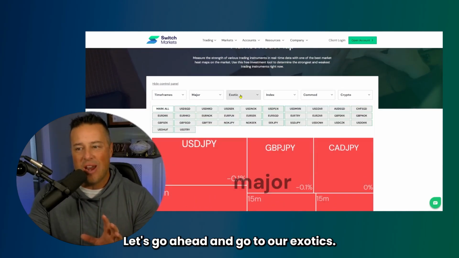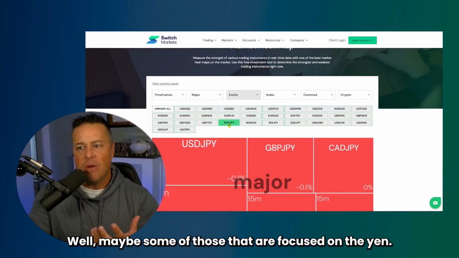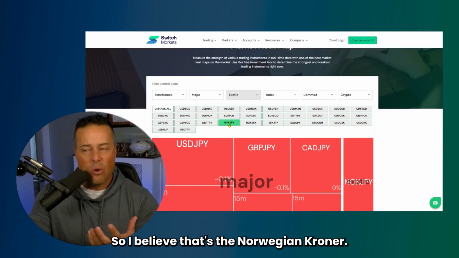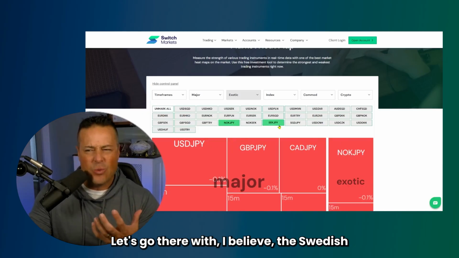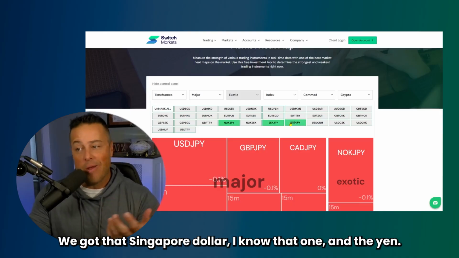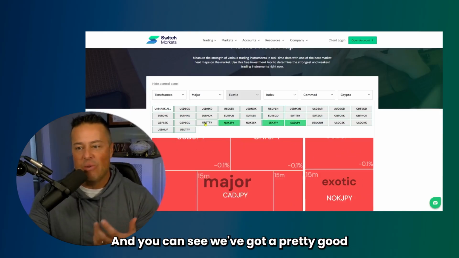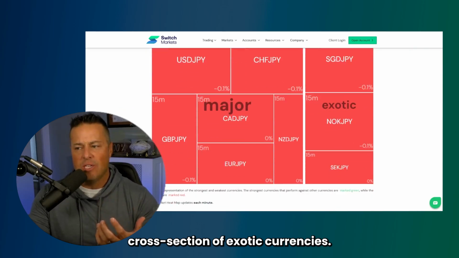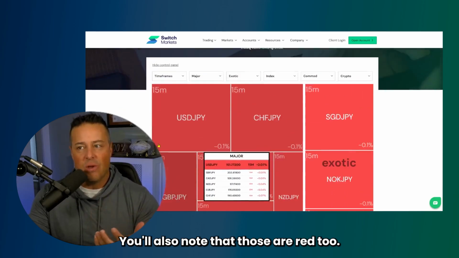Let's go ahead and go to our exotics. Do we want any exotics? Well, maybe some of those that are focused on the yen. So I believe that's the Norwegian kroner. Let's go there with, I believe, the Swedish something or other, the SEK against the yen. We can go with that. Singapore dollar, I know that one, and the yen. And you can see we've got a pretty good cross-section of exotic currency. So we've got some exotics in there. You'll also know that those are red too.